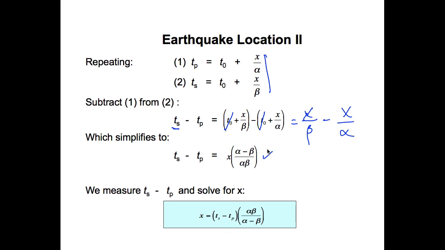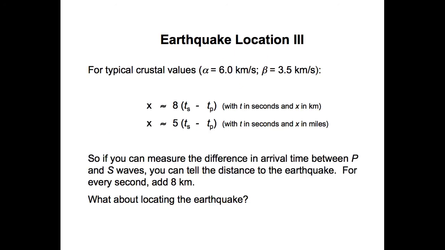So let's go to this equation again. We'll go back to this equation now and rearrange it to solve for the distance in terms of our measured arrival time difference, the time between the S wave and the P wave arrival, and this factor which depends on the wave speeds. So for typical values in the Earth's crust, P waves travel at something like 6 kilometers per second, and S waves travel much slower, about 3.5 kilometers per second.